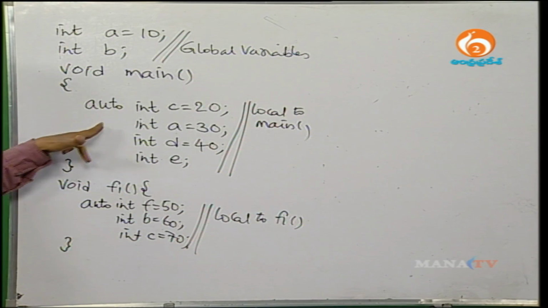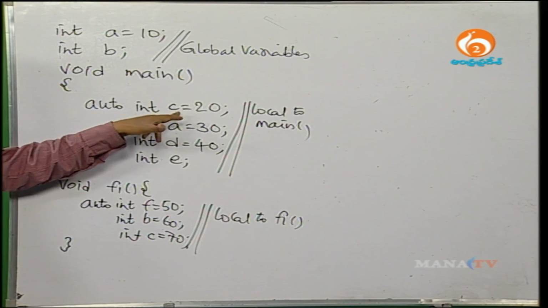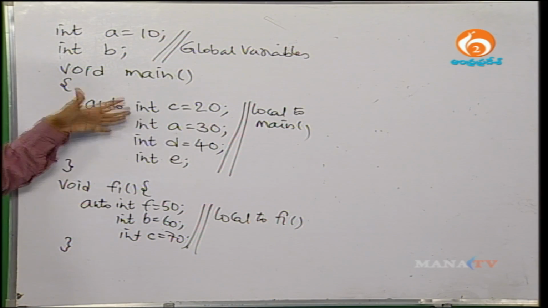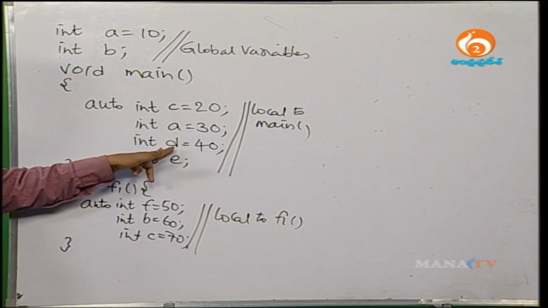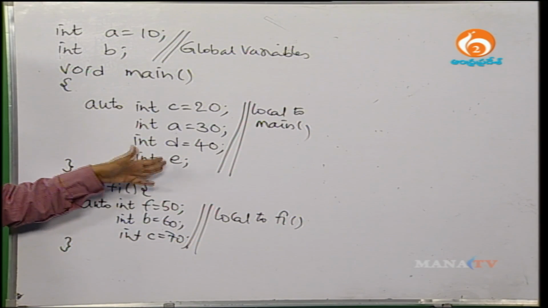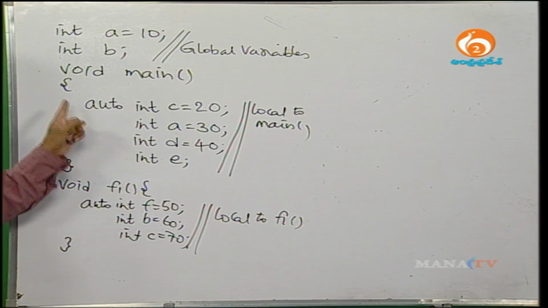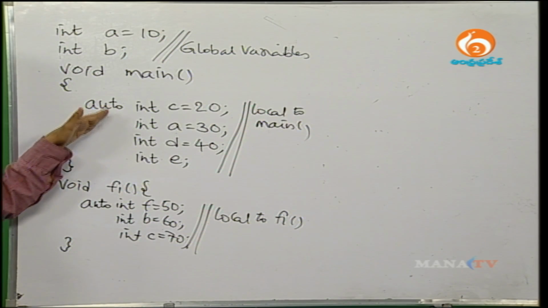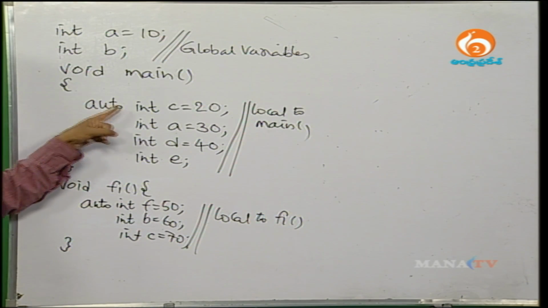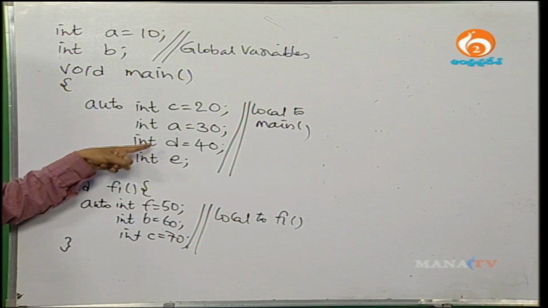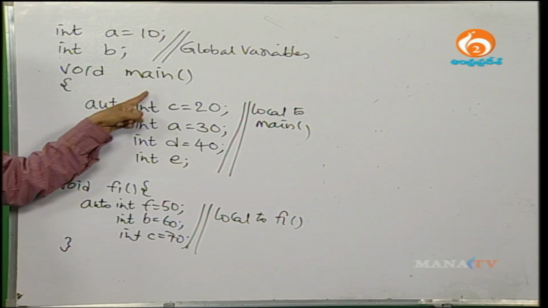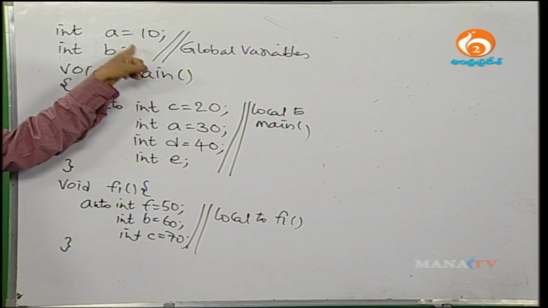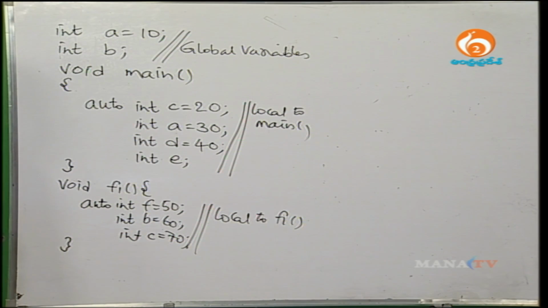Now you see here auto int c and int a, both are the same. a, d, c, e are the same, because with auto or without auto are the same if you are declaring inside the function. Now here c, a, d are local to the main function only. Here this a and this a are both different.